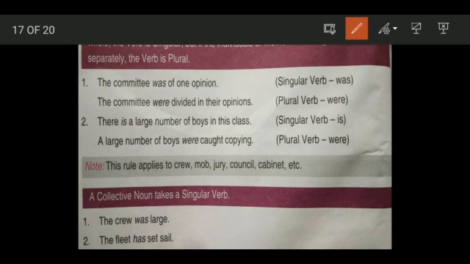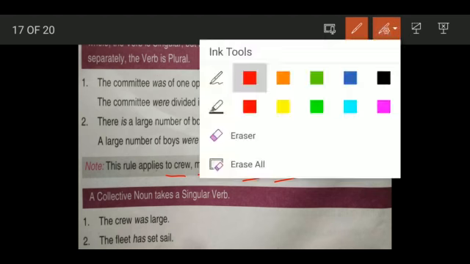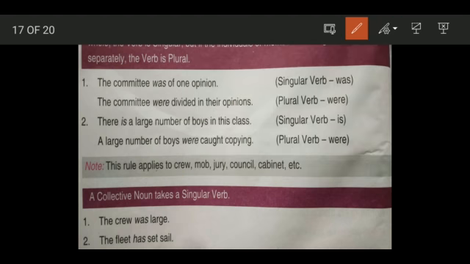Now whenever such collective nouns are used, like crew, mob, jury, council, cabinet, when these kinds of collective nouns are being used, then become more alert whether they are referring to them as one unit, use singular verb. If they are referring to each individual or many individuals of that group, then you will use it as a plural verb. And when you are referring to it as a whole unit collectively together, then it is singular verb.